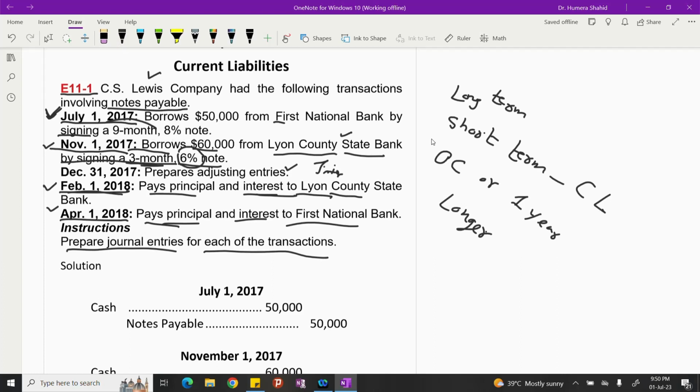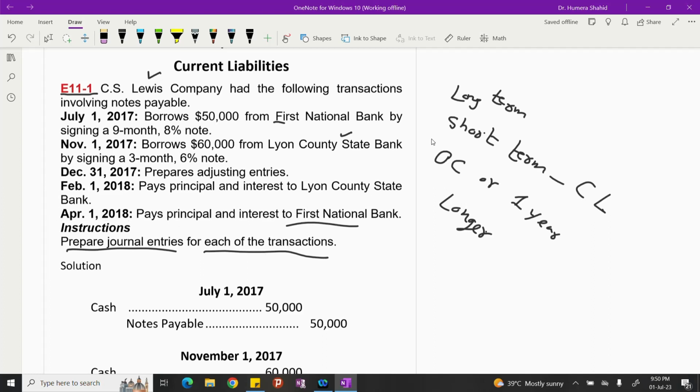I will just remove this because I need to discuss them again. So starting with our first entry, which is supposed to be done on July 1st, 2017. What happened on that day? The company has borrowed from First National Bank. How much money have they borrowed? 50,000. So when they borrowed the money, they got cash. So on July 1st, 2017, cash gets debit and they signed a note that they will be paying the money back. So notes payable gets credit with the money borrowed. The borrowed money is 50,000.